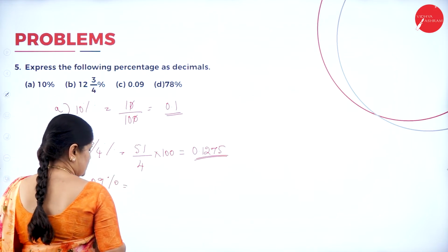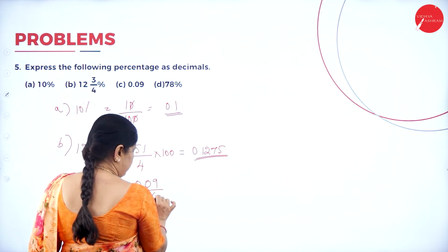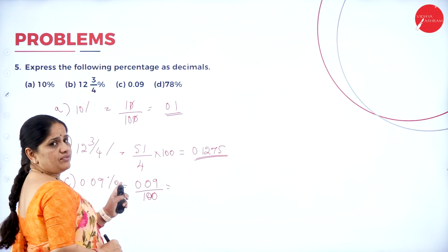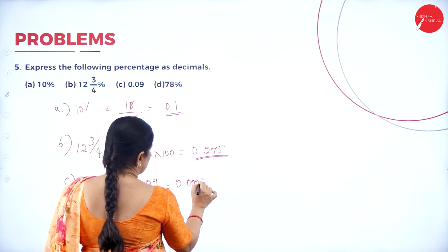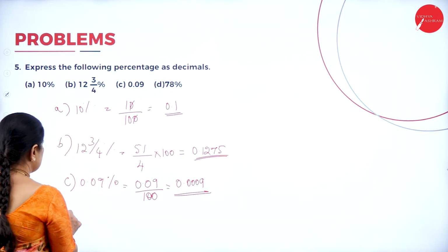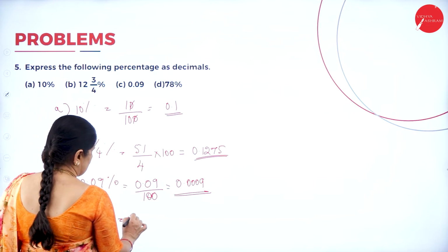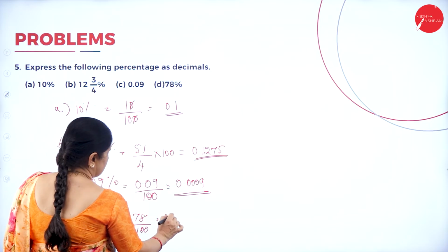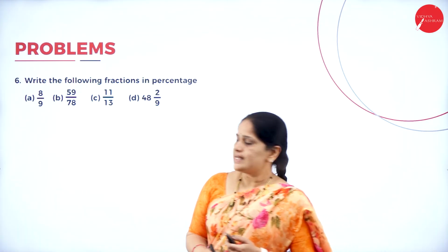Then next one is 0.09%. So this will be equal to 0.09 divided by 100. So there is already a decimal. So after two numbers, I put a decimal. This will be 0.0009 is the answer. Then next one is 78%. So this will be 78 by 100, that is 0.78.